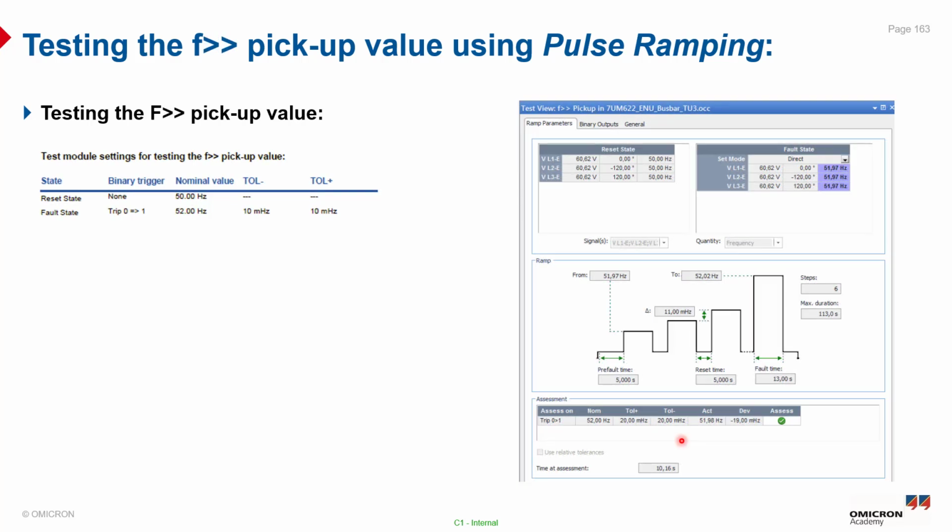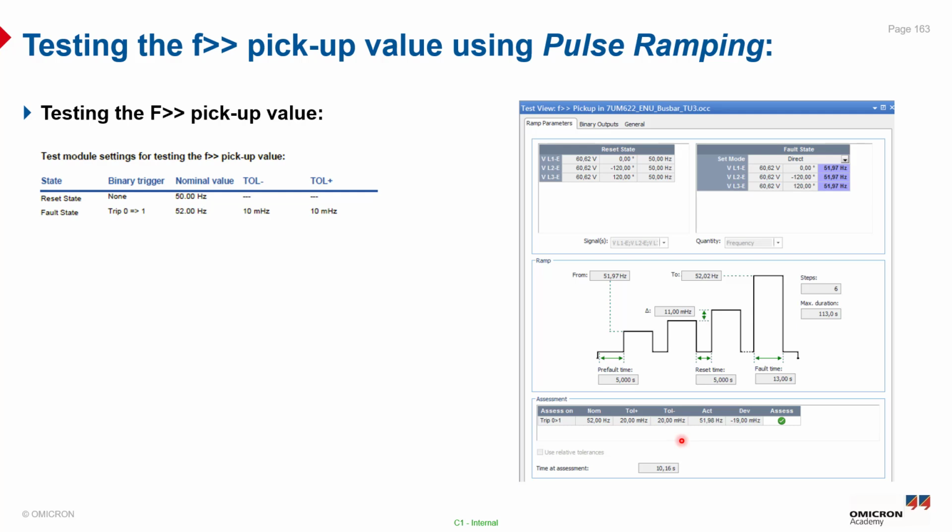In the same way, while testing the over frequency stage 2 pickup value, we can also use the pulse ramping, as you can see, to verify the relay fast trip response at higher frequency condition. The trip command in this case will be mapped to a binary input, so we can assess the relay response time accurately, and we can record it during the test.